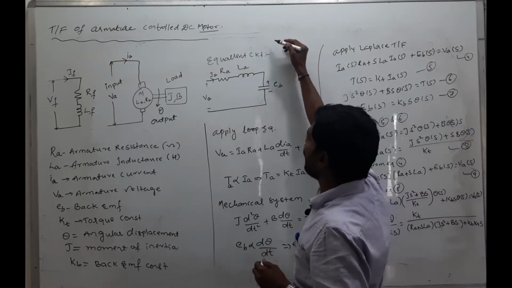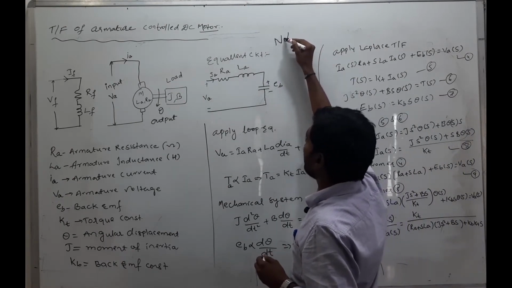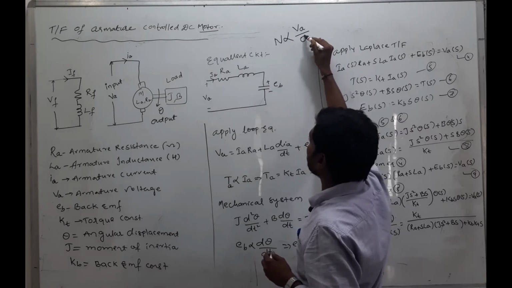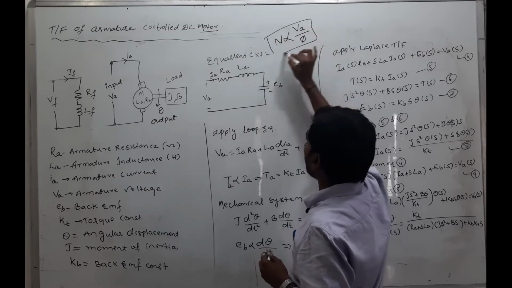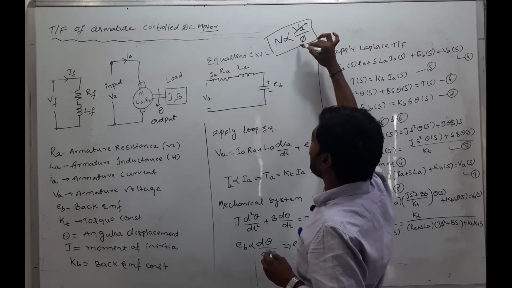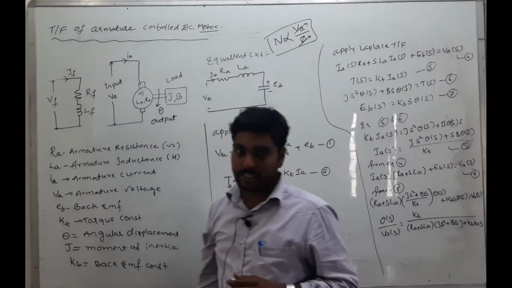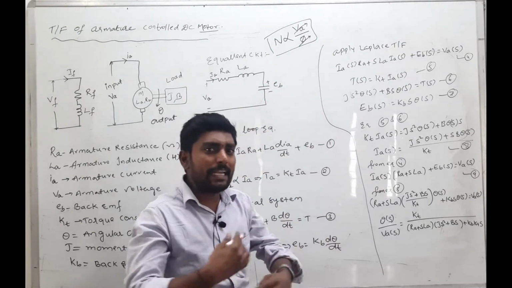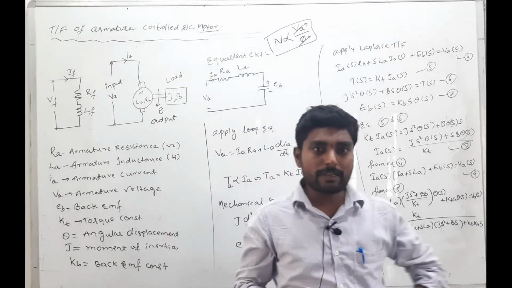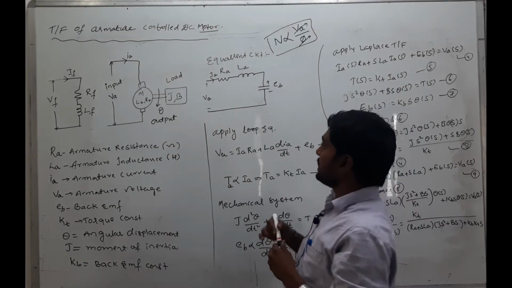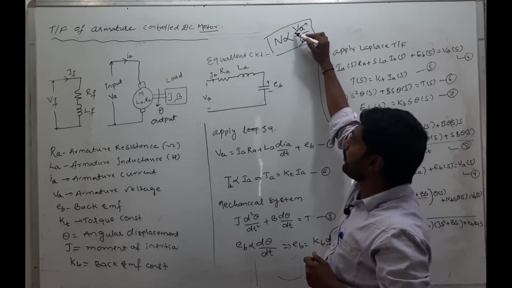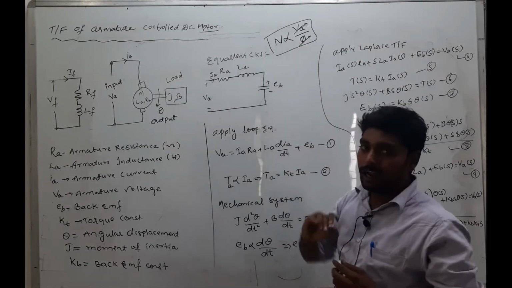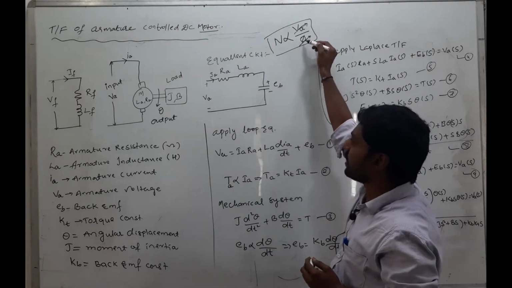The speed of the DC motor, N, is directly proportional to the armature voltage and inversely proportional to the field winding flux. Okay? The speed depends on these two things. How can we obtain the desired speed in a DC motor? In a DC motor we obtain the desired speed by varying the armature voltage. By varying the armature voltage we will get the desired speed. Here the field winding flux is constant.